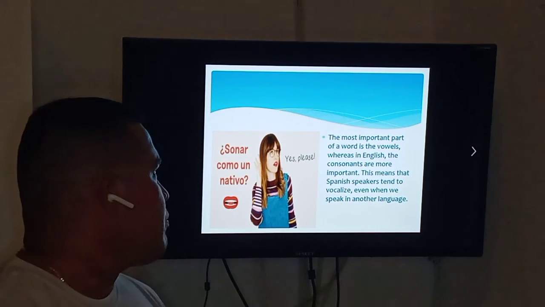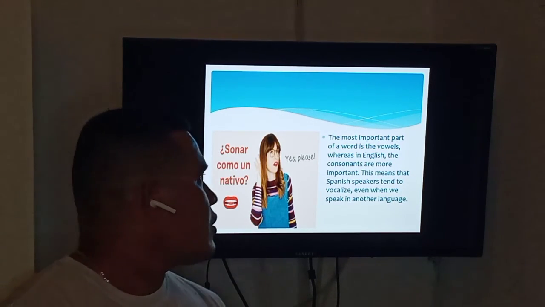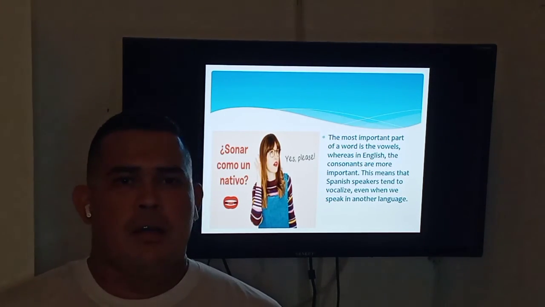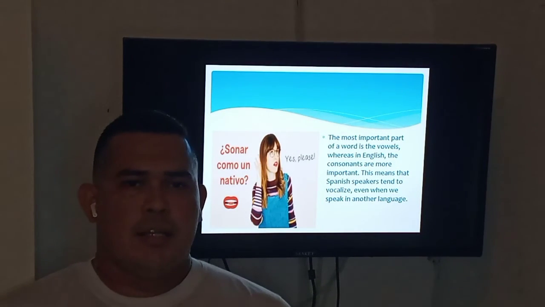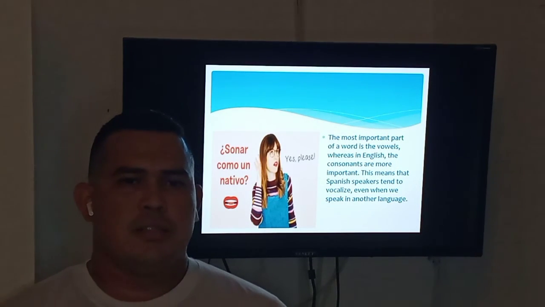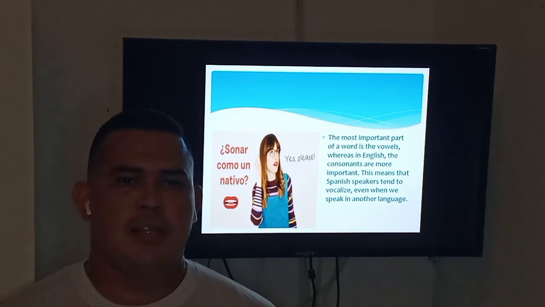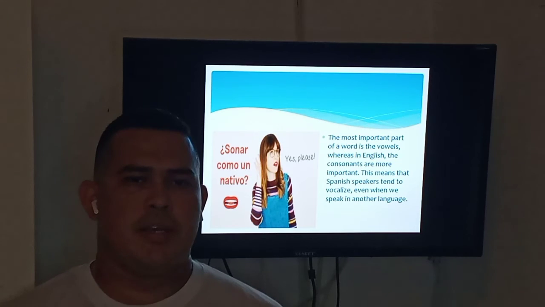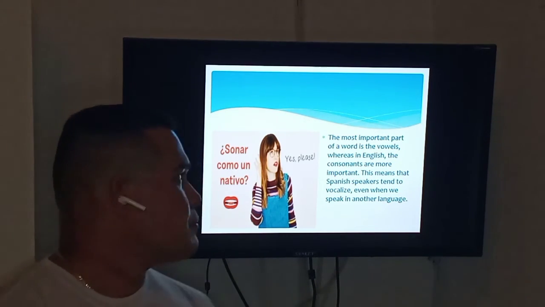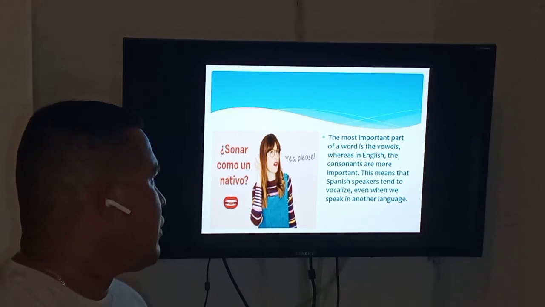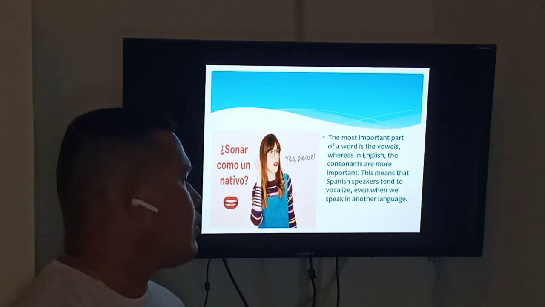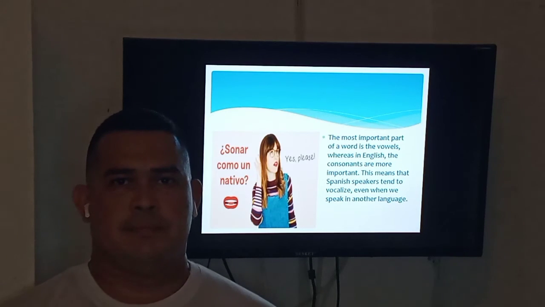The most important part of a word in Spanish is the vowel, whereas in English, the consonants are more important. This means the Spanish speaker tends to stress the vowels even when we speak in other languages.